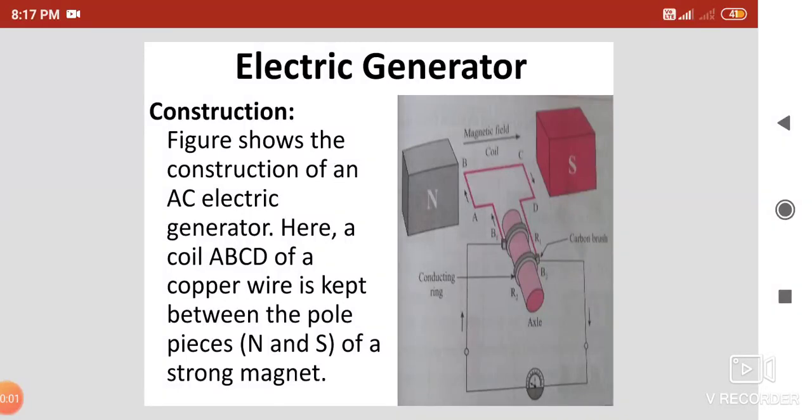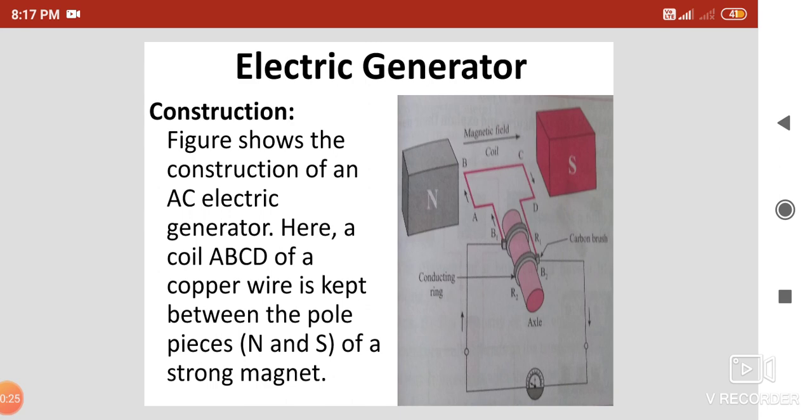Hello students, today we are going to start with the last topic of this chapter, that is electric generator. On the screen you are observing the figure of electric generator. Now let us see the construction of AC electric generator.